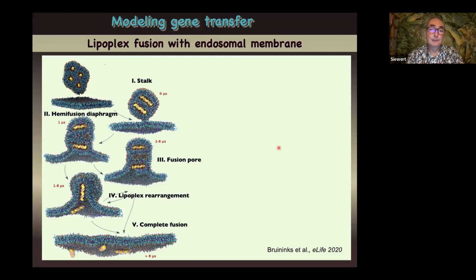And this is the type of simulations and the information you get out. So here you see an initial placement of this lipid nanoparticle, this lipoplex, close to a model of an endosomal membrane. And then you see there's a couple of stages which eventually lead you to complete fusion. So you see a spontaneous fusion of this lipid nanoparticle to the endosomal membrane, allowing eventually the genetic material, these strands of double-stranded DNA, to be transfected across the membrane.